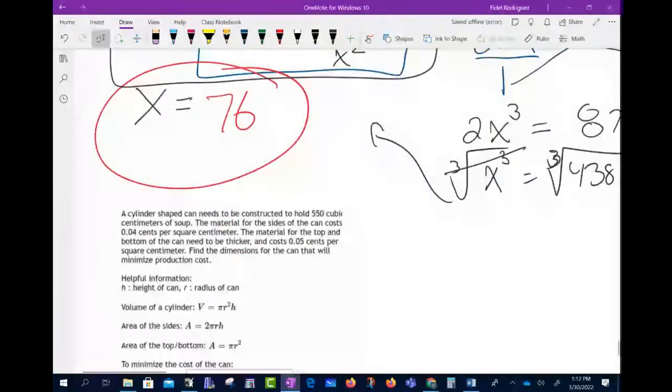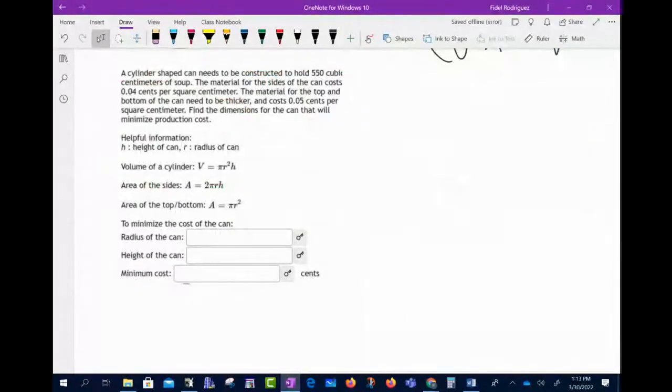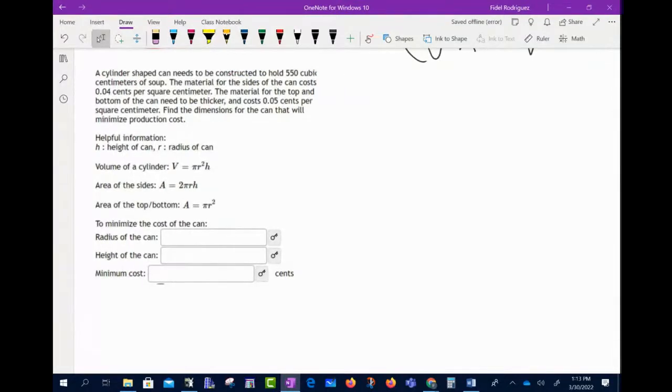So look, y'all, we got one last problem here, and then we'll take a little breather, and we'll come back and do, what is it, 4.8. Okay, so it says a cylinder-shaped can needs to be constructed to hold 550 cubic centimeters of soup. The material for the sides of the can cost 0.4 cents per square centimeter, and the material for the top and the bottom of the can need to be thicker, and they cost 0.05 cents per square centimeter. Find the dimensions for the can that will minimize the production cost.